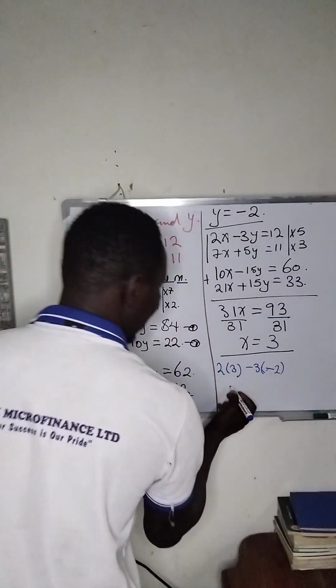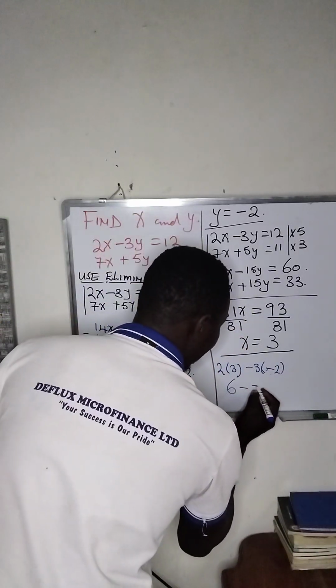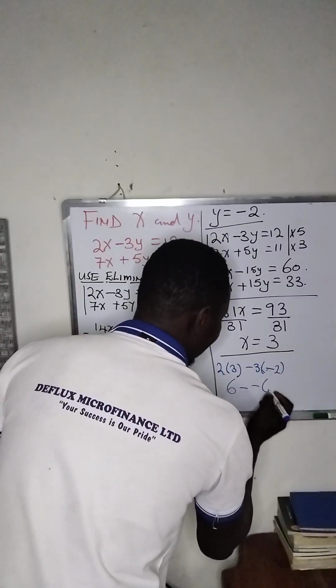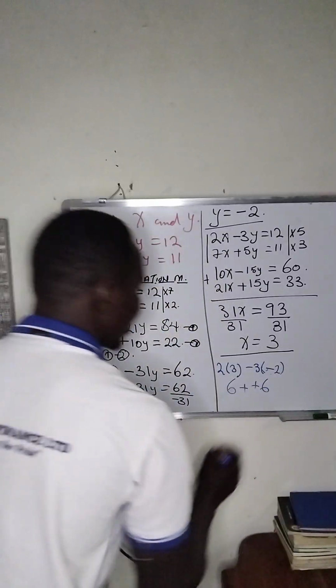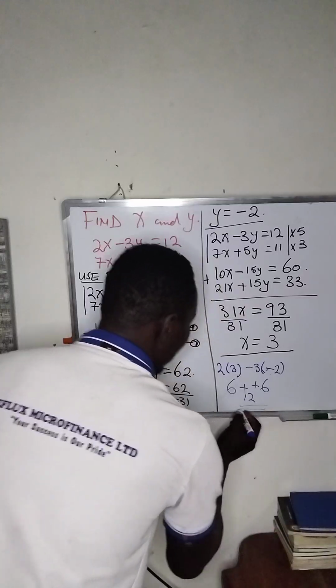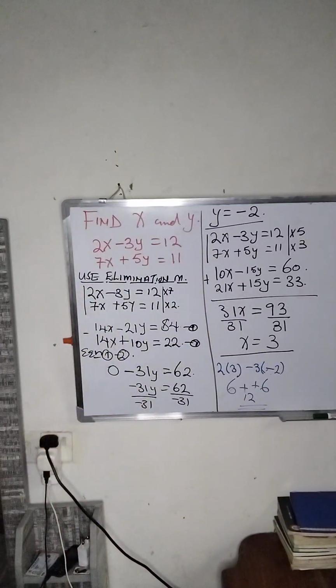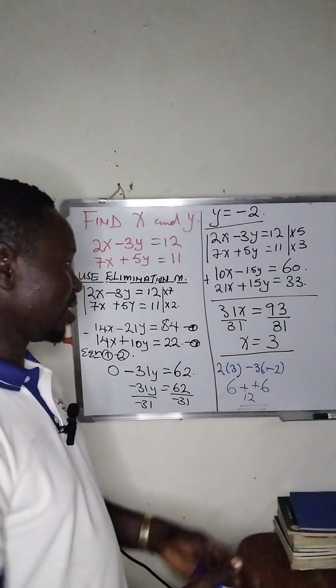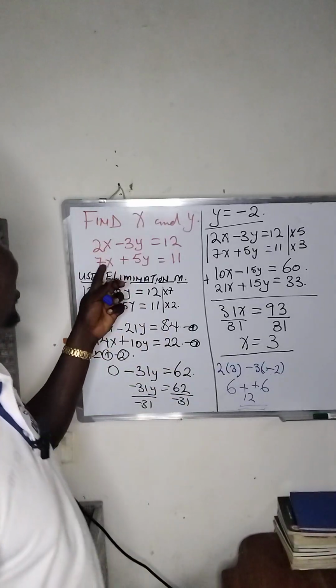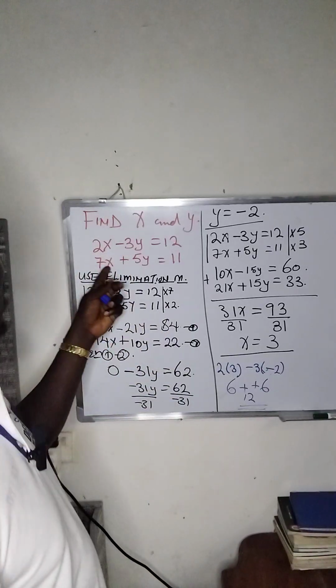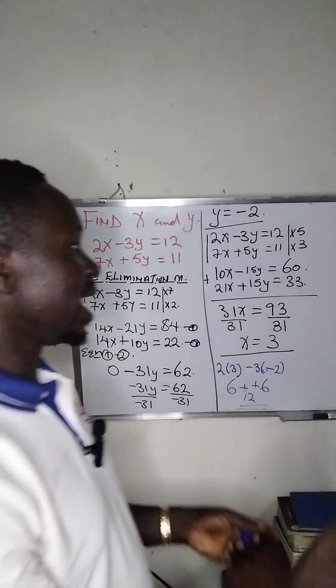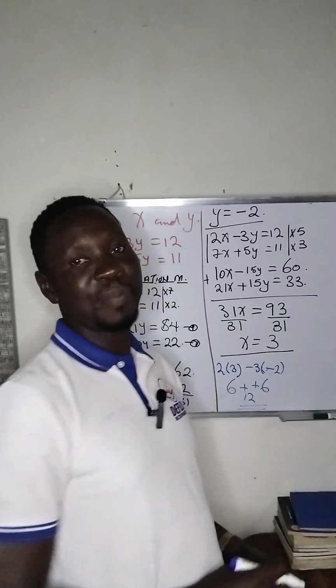Now this one becomes a 6 minus a minus 3 times the 3, that is a 6. This qualifies to be a plus, and it will be a 12. Meaning, now our answers are very correct. You can also test and place this one into the other equation, and the answer will come out properly.